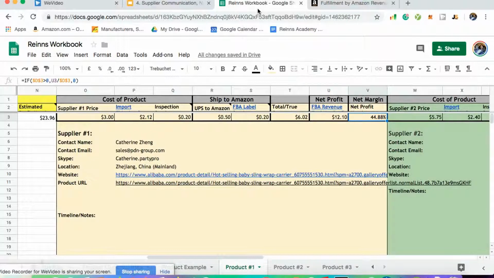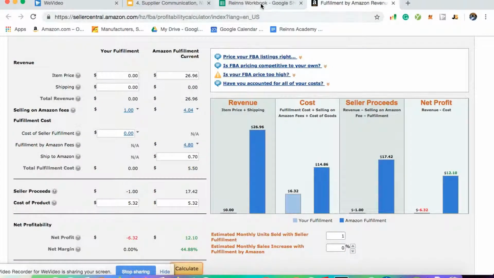Once you've done that, now at least you'll be ready to get all the other fees. So remember, why are we doing this? This is because we only have the cost of product from the suppliers. Then of course we have the value to ship the products to Amazon. These are very important values that we need to get. But this document of mine does not show you the selling on Amazon fees and the FBA fees. So this is why we're doing all this.